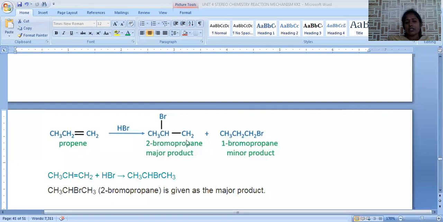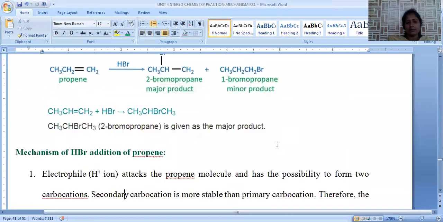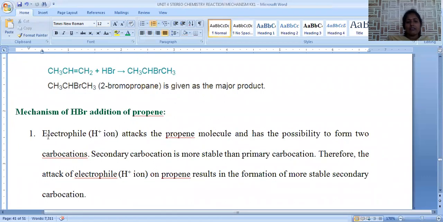The reason is based on the stability of formed carbocation. Here, the product 2-bromo is major compared to this 1-bromo. This is according to Markovnikov rule. And the simple reaction is given as CH3CH double bond CH2, which is again propene only, added with HBr, formation of 2-bromopropane as the final product. Now, let us see how the mechanism is possible and how can we write this reaction. In the mechanism, first step, the mechanism is a two-step process. Electrophile H plus attacks on the propene and possibility to form carbocation.